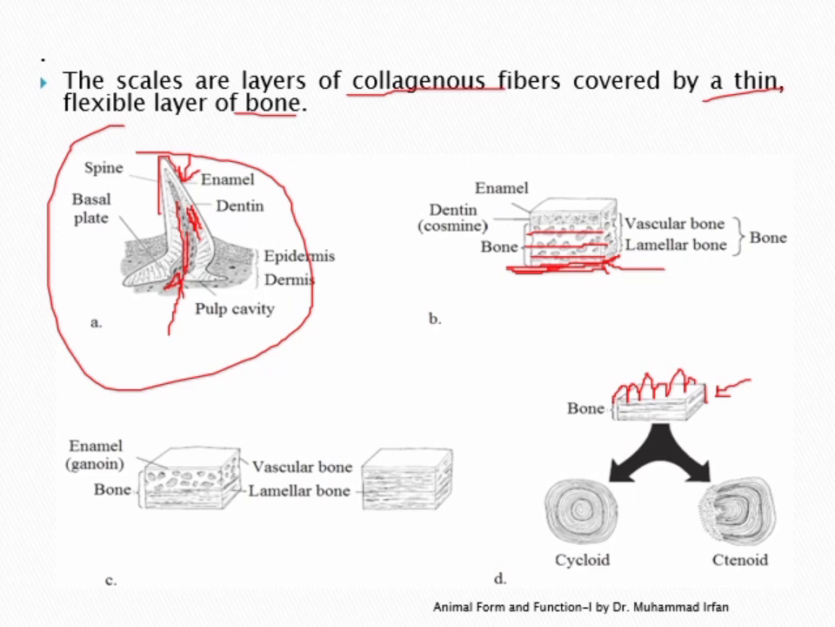So lamellar bone is the deepest layer, and then is the vascular bone, and then on top of that is the dentine, and on the dentine there is a layer of enamel in case of cosmoid scale. In case of ganoid scale, the deepest layer is the lamellar bone, and on that is the vascular bone, and on top of that there is enamel, and in between dentine is absent, that is present only in cosmoid scale.